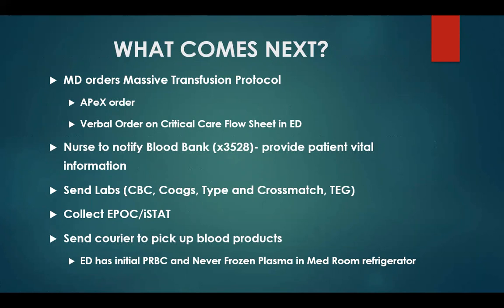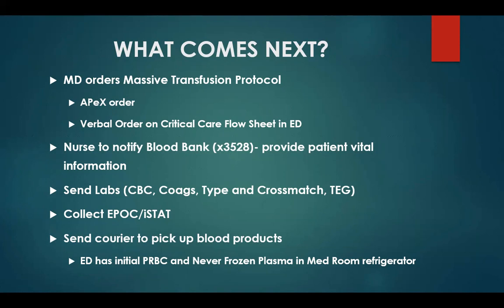The nurse is going to notify the blood bank that it's been activated, and they will ask for the patient's vital information, including their age, their weight, their MRN and CSN. You're going to send off some labs: a CBC, coags, type and crossmatch, and of course the tag. You're going to collect an ISTAT or EPOC, and send a courier to pick up all the blood products.